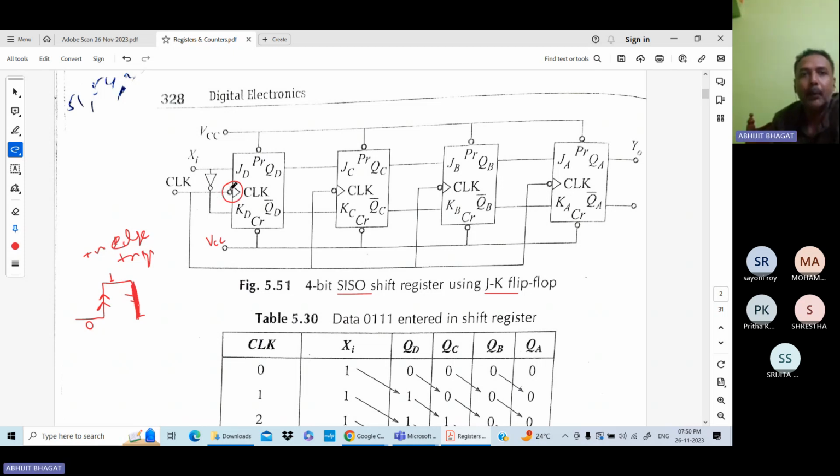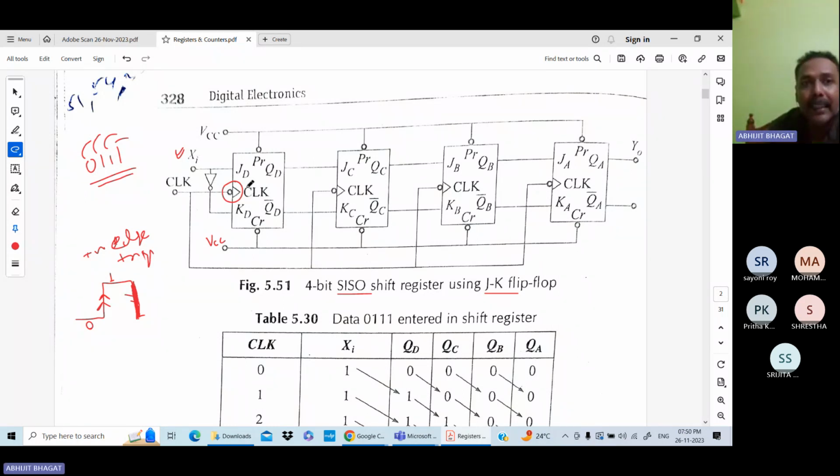Now for serial input, you can see your data goes in serially from this pin, Xi. Serially means suppose your data is 0 1 1 1, 4-bit data. So first this one will be transferred to this Xi, then this one will be transferred, then this one, and last the 0 will be transferred. So your data is transferred serially.